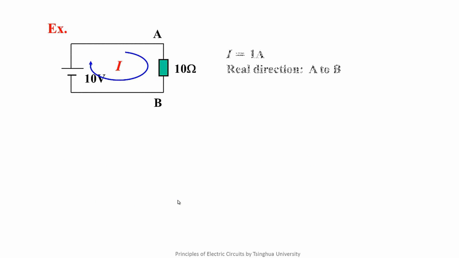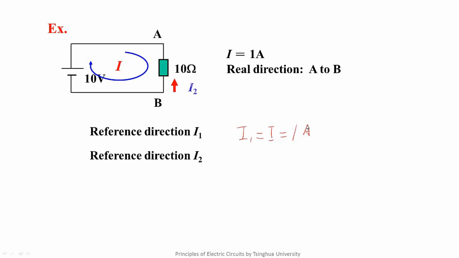Let's do an exercise. For such a simple circuit, we know the real value of the current is 1 ampere, and its current direction is from A to B. If we define the reference direction of I1 as from A to B, it's obvious that I1 equals I and equals 1 ampere.